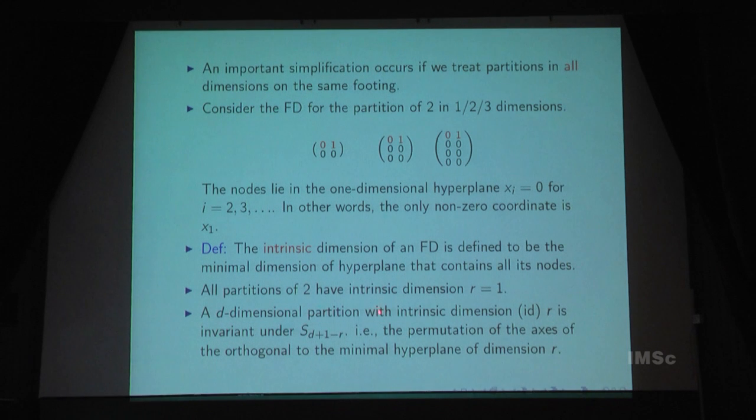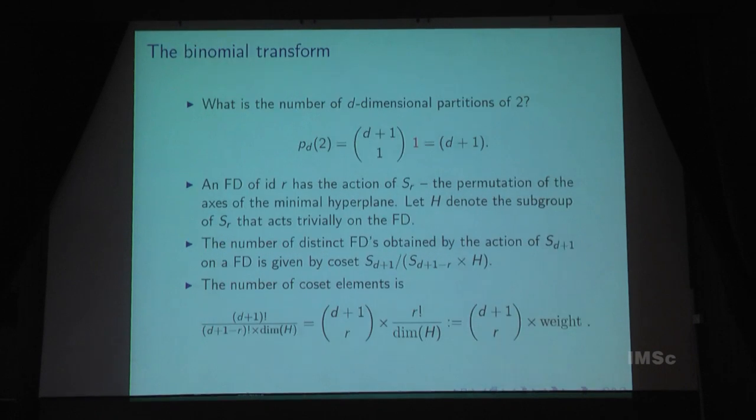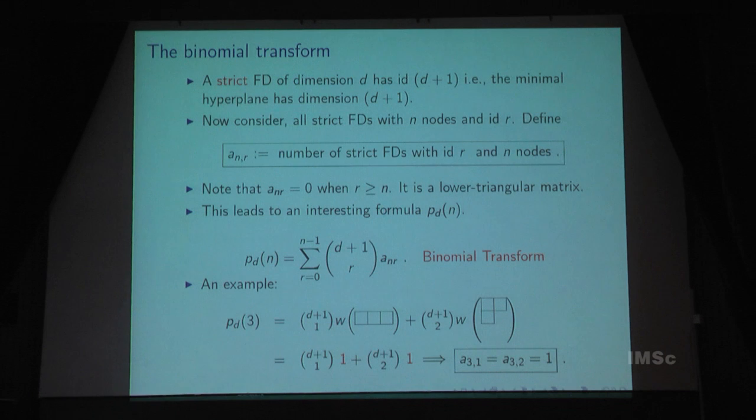So if you give me a d-dimensional partition with intrinsic dimension r, then it will be trivially invariant under S_{d+1-r}, because it will act on the 0 space. So in this example it is S3. Permuting these does nothing. There are just zeros, and it doesn't act on the minimal hyperplane. So what it does here is that I will skip a bit more.